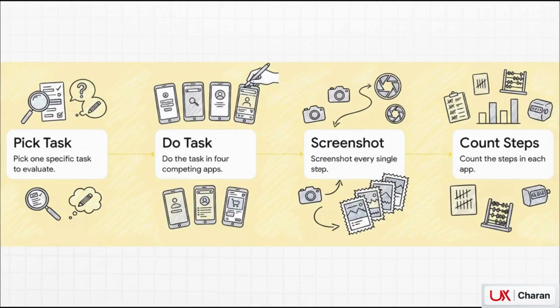Another totally brilliant solo method is the competitor teardown. It is a highly systematic process that practically trains your designer's eye to spot friction. Here's how it works. You pick one very specific task, say signing up for a new account. You do that exact same task in 4 competing apps. You take a screenshot of every single step of the way, and then you literally count the steps in each app. You will very often find dramatic differences in step counts between competitors, which is an incredibly easy and visually compelling thing to highlight in your portfolio.